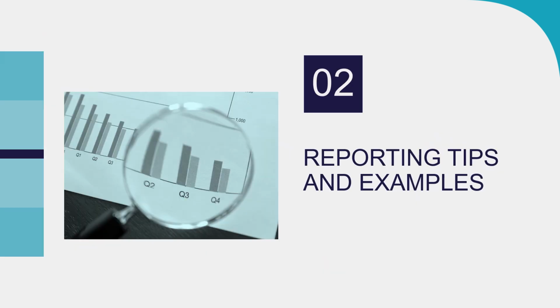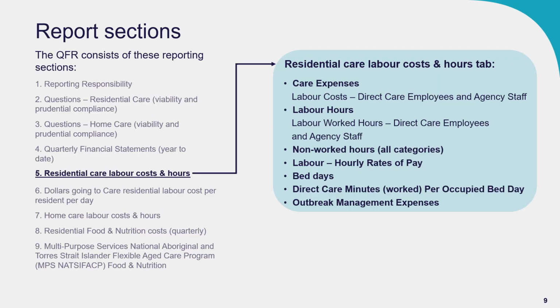This section will provide guidance on specific reporting requirements in the QFR. The QFR consists of the 9 sections listed here. The residential care labour costs and hours section contains several categories, which we will review in further detail. For specific guidance on allied health labour and expenses, please refer to our website.